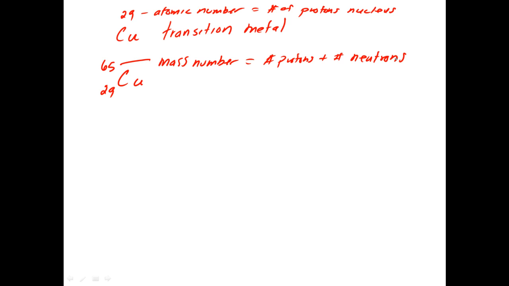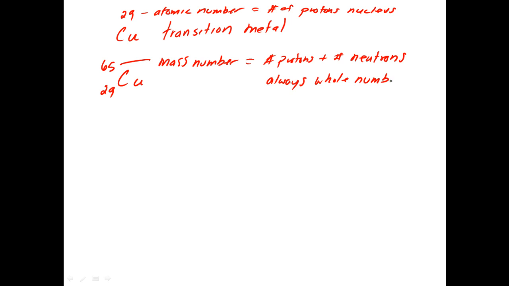It's always a whole number, always a whole number. You either have a proton and a neutron, or you don't. You can't have a half. So the mass number is equal to the number of protons and neutrons, and it's always a whole number.